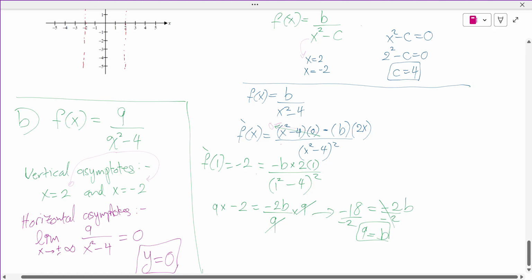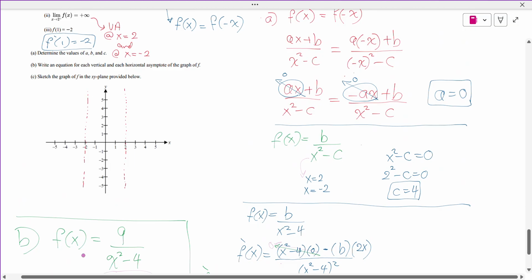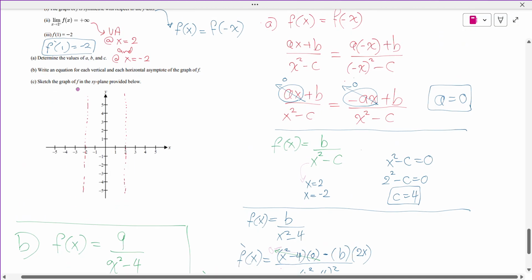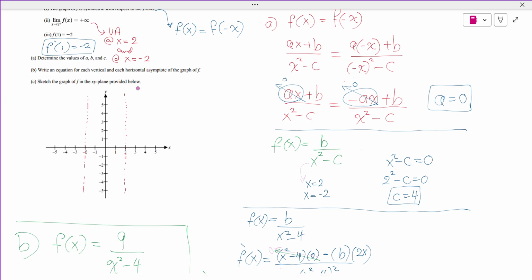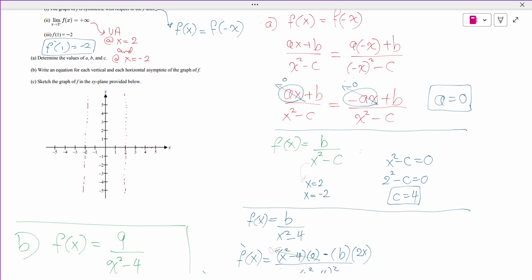The vertical asymptotes are at 2 and minus 2. So these are the three asymptotes the graph has: 2 verticals at 2 and minus 2, and 1 horizontal at y equals 0. So part C says sketch the graph of f in the xy plane provided below. We labeled the vertical asymptotes at 2 and minus 2, and the horizontal asymptote at 0.